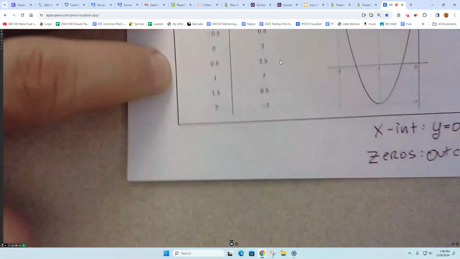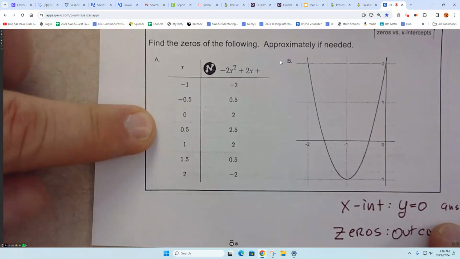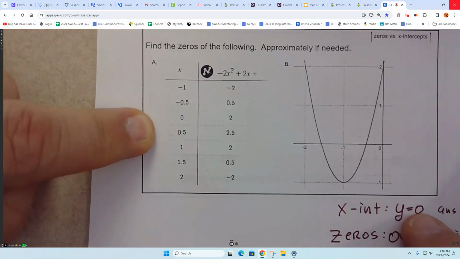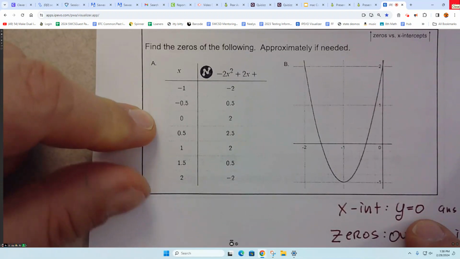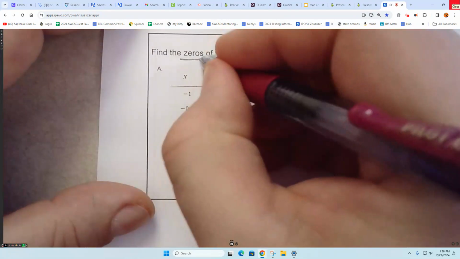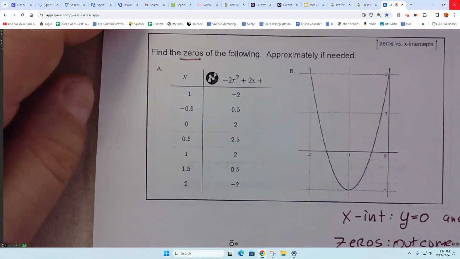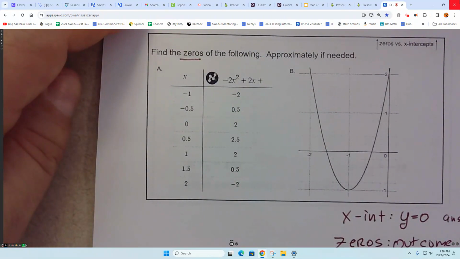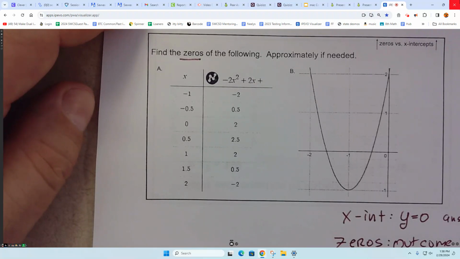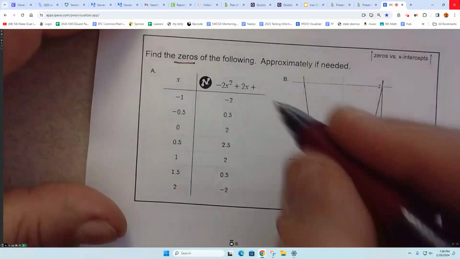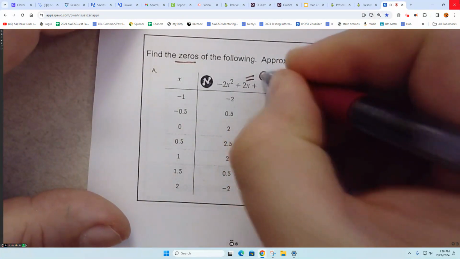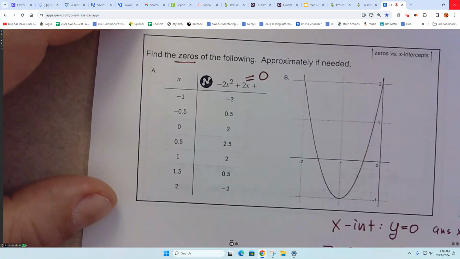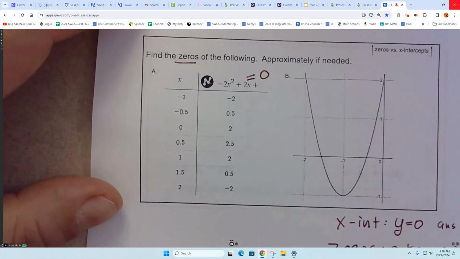So why did I go through all that? Because there's an answer on here that a lot of students like to give me that's absolutely wrong. What do you think they think the 0 is, just looking at this first table? 2. 2 is not an answer. Why? Because it's on the y side. It's on the wrong side. I want to know, when does this side equal 0? That's the question. Not the left side, the right side.